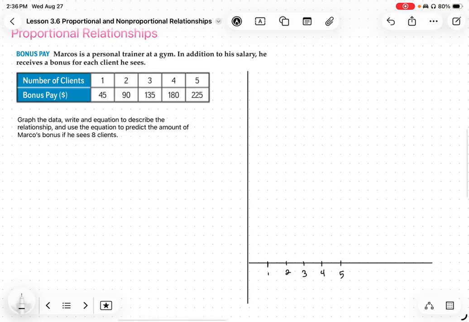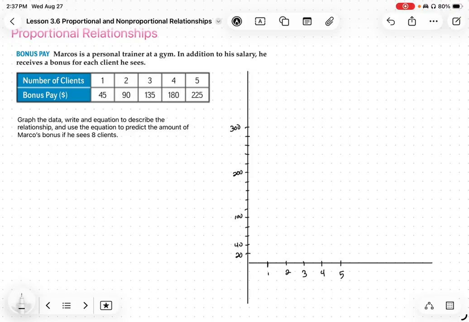I even did that too long. That's okay. And then along the y-axis, let's see if 20s will fit. 20, 40, 60, 80, 100, 120, 140, 160, 180, 200. Oh yeah, plenty of space. 220, 240, 260, 280, 300. Oh, I made it way too big. All right, we're good. Okay, so let's go ahead and plot the points that we have.